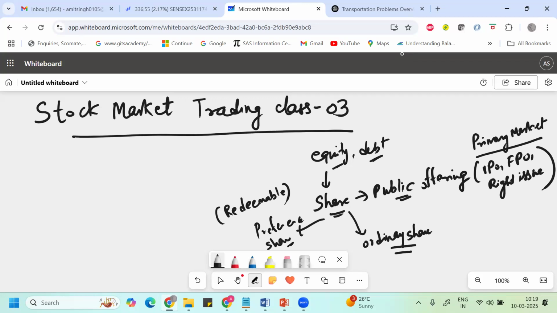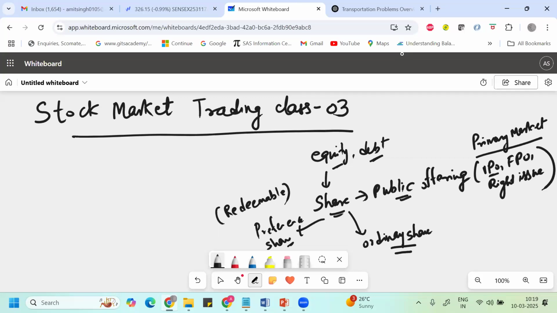The first time the company does a public offering, it is called an IPO, initial public offering. I have already given you an example of an IPO, and I demonstrated in class 2 a company which has done an IPO. So what an IPO is all about, I believe you are all clear with that term.